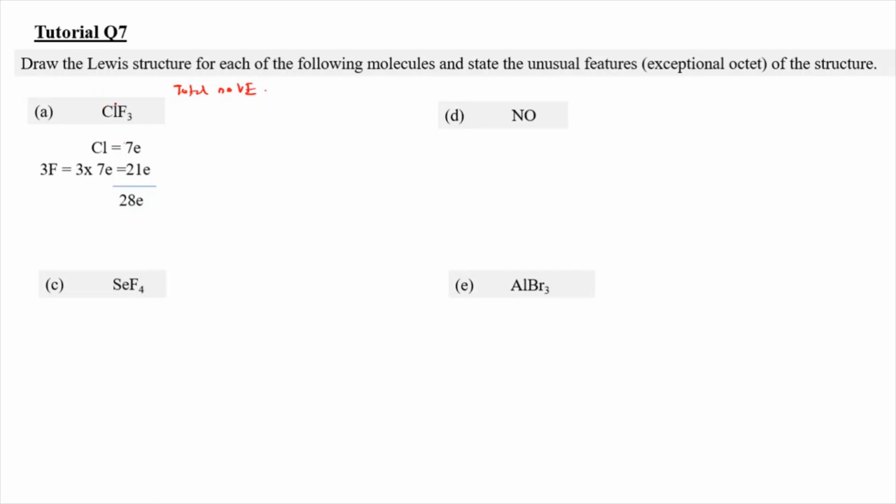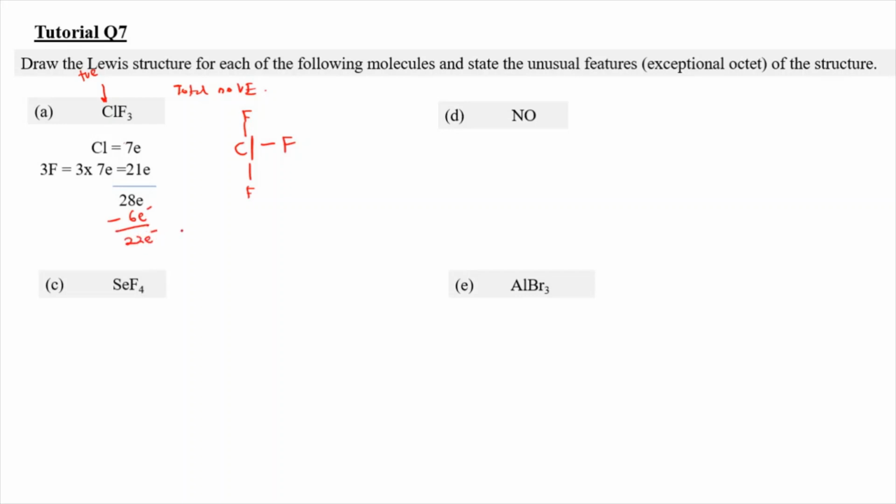So in between chlorine and fluorine, chlorine is more electropositive. So since chlorine is more electropositive, it's going to become the central atom. So chlorine is going to be attached with 3 fluorine atoms, 1, 2, and 3. So we have used up one single bond for each, representing 2 electrons, right? So 2, 4, and 6. So minus 6 electrons, we're going to be left with 22 electrons.